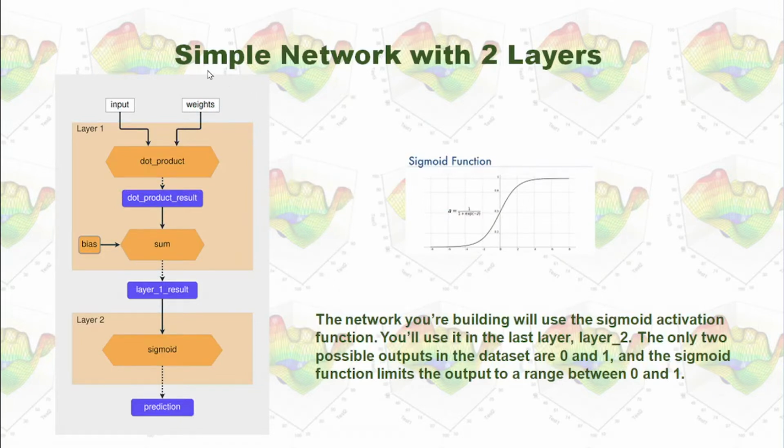In this video, I'm going to build a very simple network with two layers. First, we have input and we have the weight with the initial value. I'm going to calculate the dot product and get the result, and then calculate the sum with bias and produce the layer 1 result. And for layer 2, we are going to have this sigmoid function.